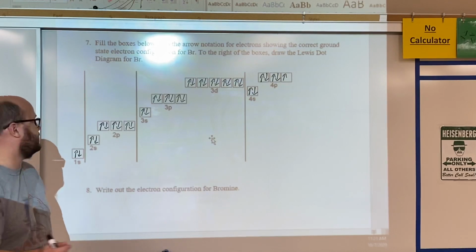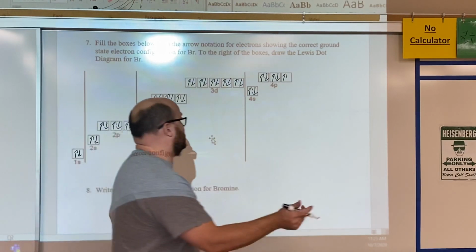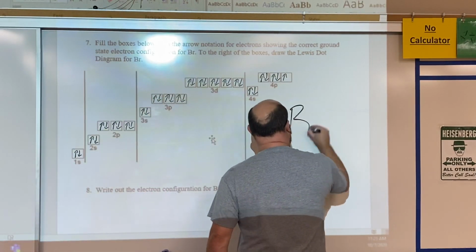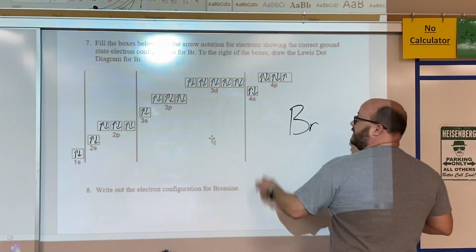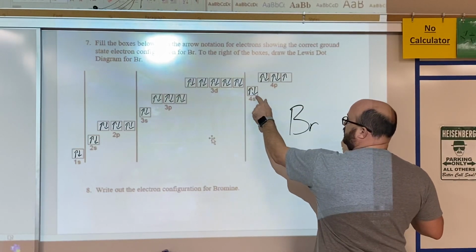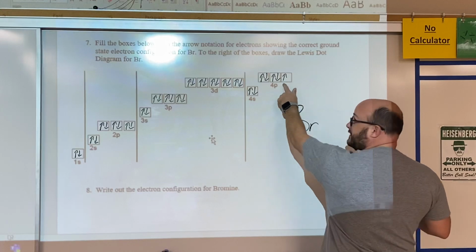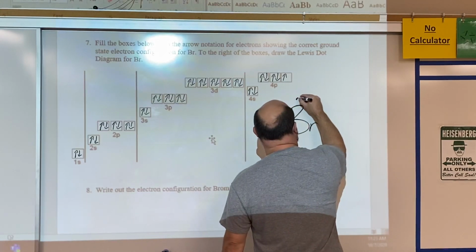Now let's write it out. Oh, first, Lewis dot diagram, bromine. Last energy level, 1, 2, 3, 4, 5, 6, 7 valence electrons.